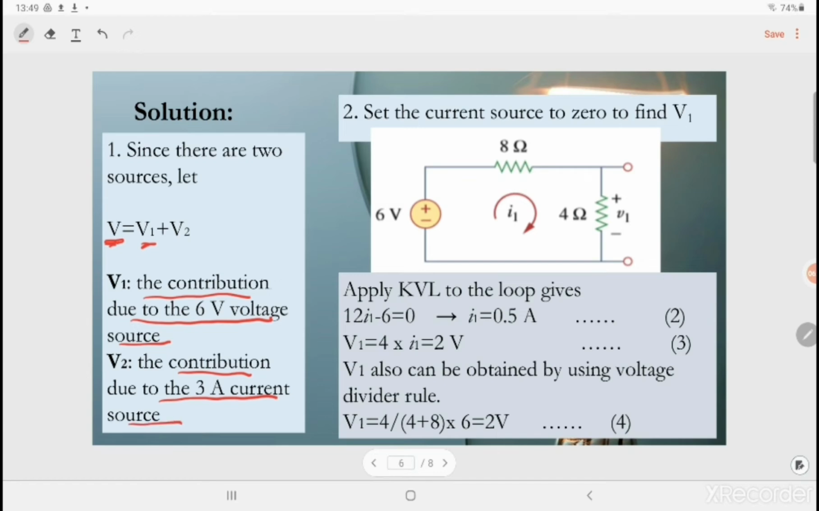When we say that V1 is due to the contribution of the 6 volt source, that means at this time the 3 ampere current source must be turned off, or 0 ampere. When we say that V2 is the contribution due to the 3 ampere current source, that means at this time your voltage source must be equal to 0 volt or must be turned off, right? Okay, so let's start.